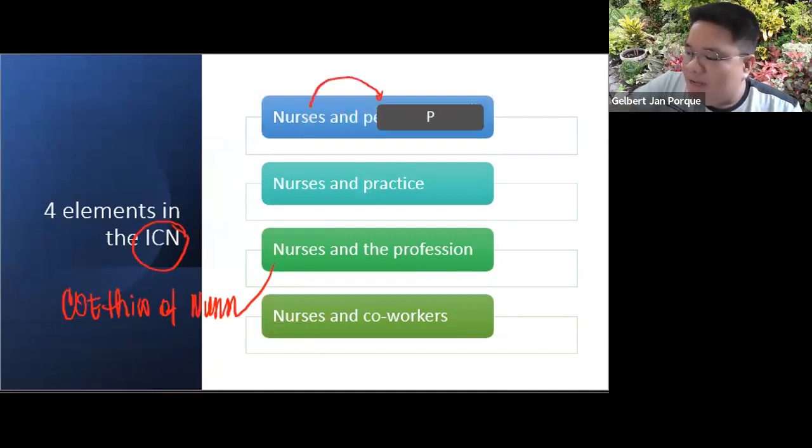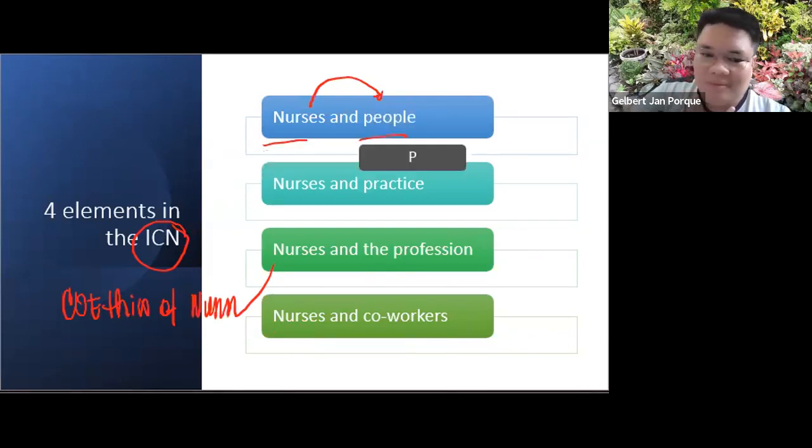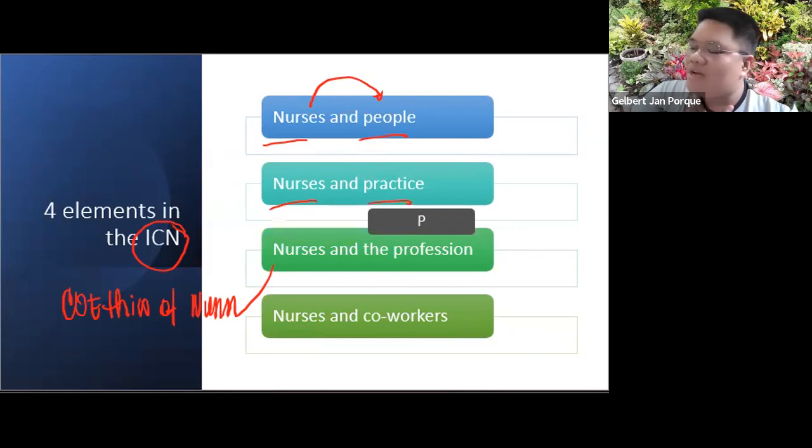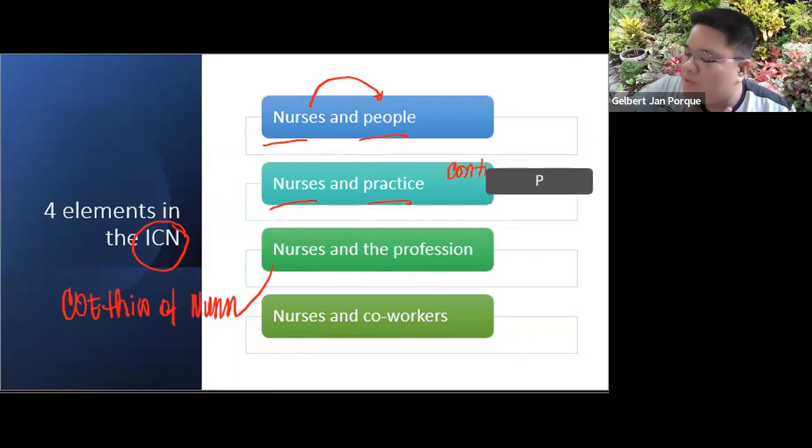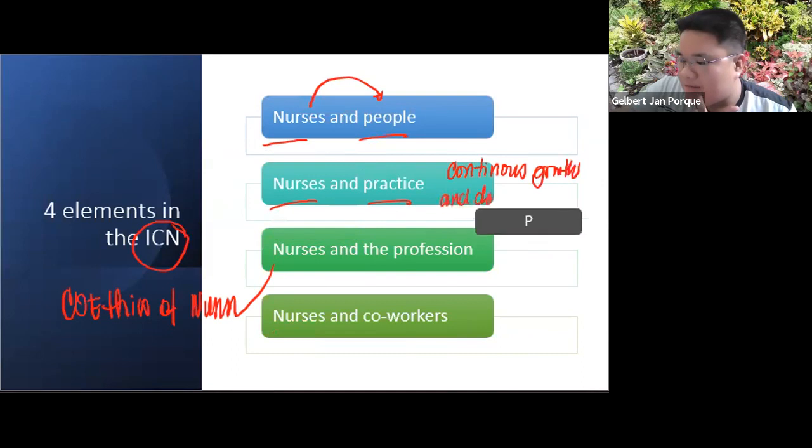Nurses and people. If I were to explain that, it means that you as a nurse have a responsibility among the people. You need to do good among the people. Next, nurses and practice. As a nurse, you have a responsibility for continuous growth and improvement, continuous growth and development.